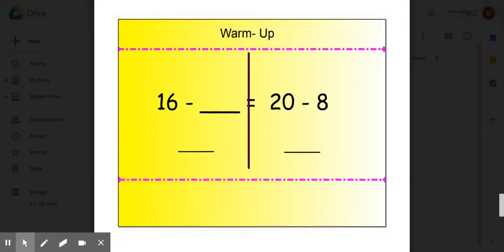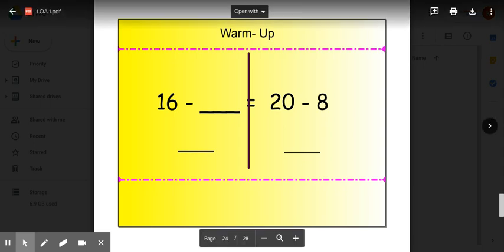First, for our warm-up, equal equations. We have one equation that is completed and one equation that is not. And I need to make both equations equal. So I'm going to start by solving the equation that does not have the missing part. So 20 minus 8. I'm going to draw 20 circles and take 8 away.